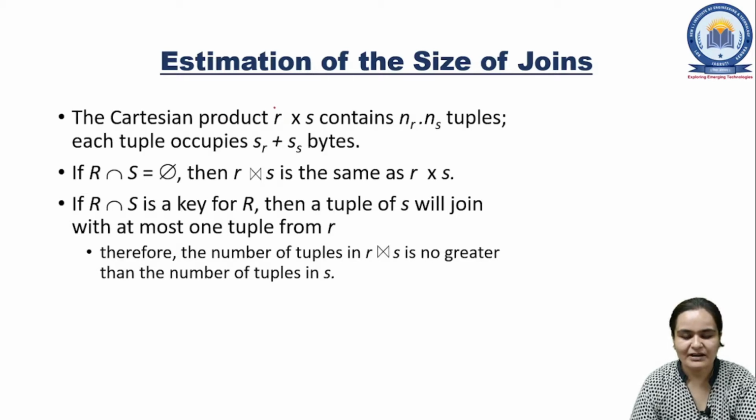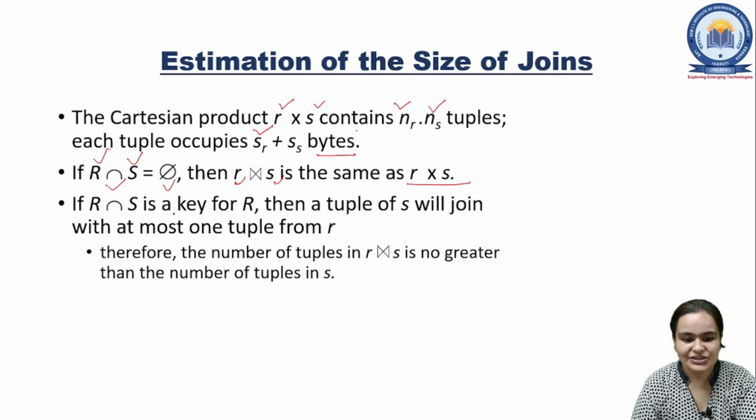Take the Cartesian product of R and S; let's suppose we have two relations R and S, and they contain NR and NS tuples. Each tuple occupies SR plus SS bytes on disk. If we have nothing in common between R and S, that is, the intersection of both sets is phi, then R join S will be the same as R cross S, because we are going to join every tuple with every other one.